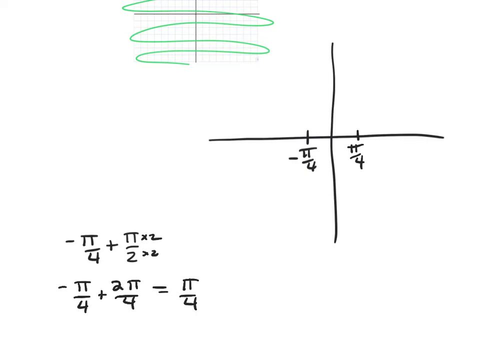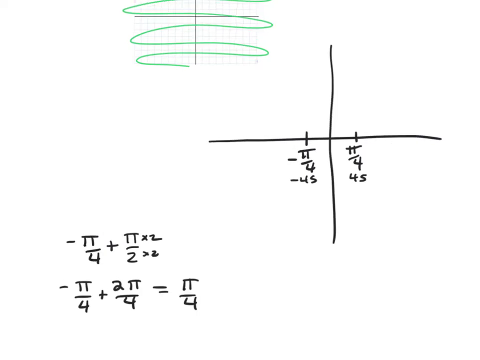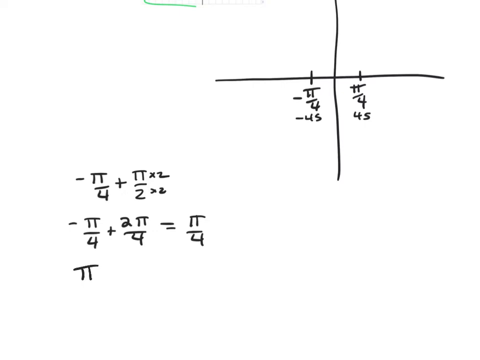These are 90 degrees apart. This is negative 45. This is positive 45. To get to my next point that's now 90 degrees away, pi over 4, add 2 pi over 4, and I get 3 pi over 4. So that'll be the next spot.